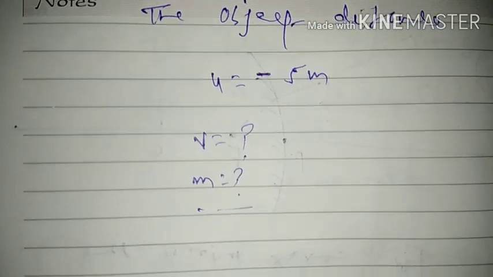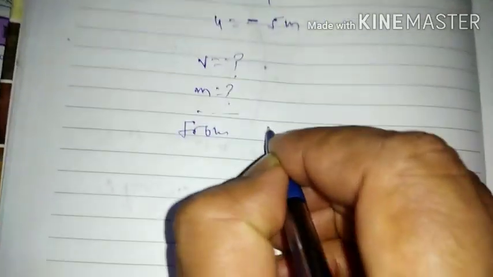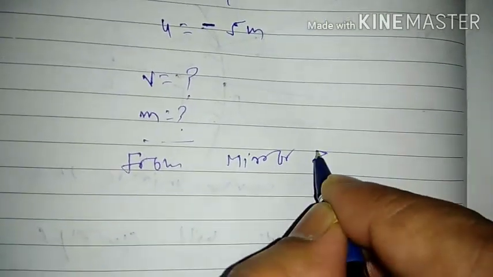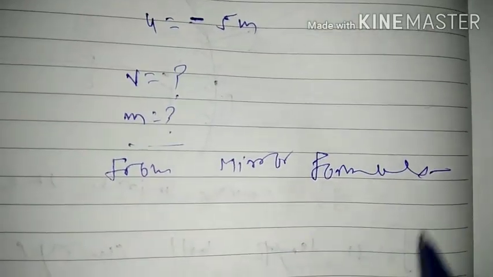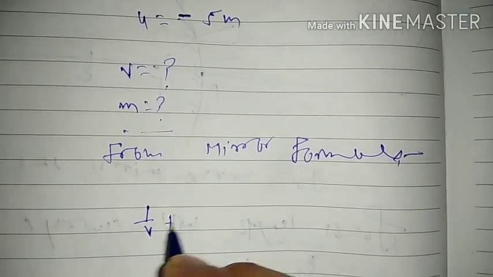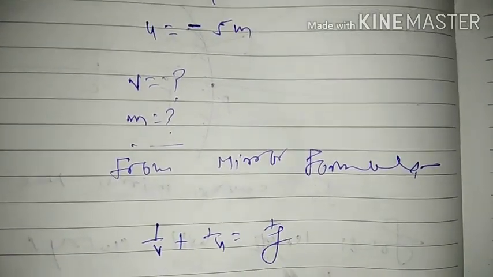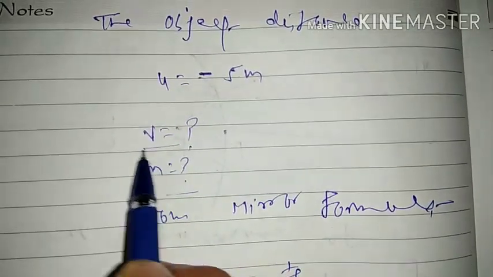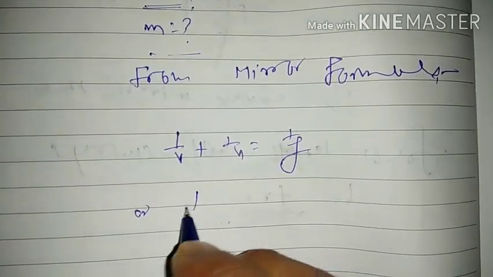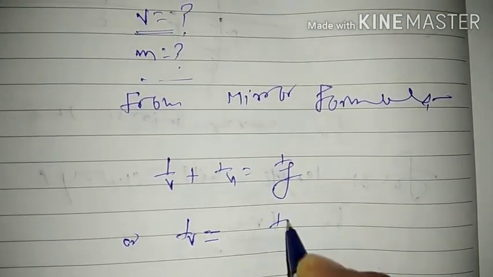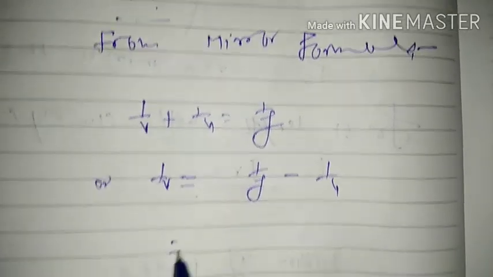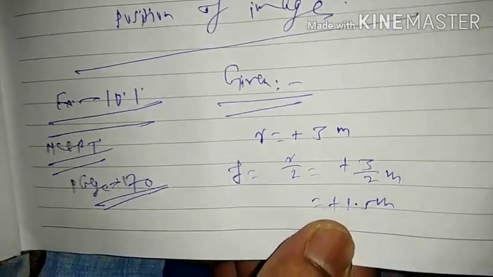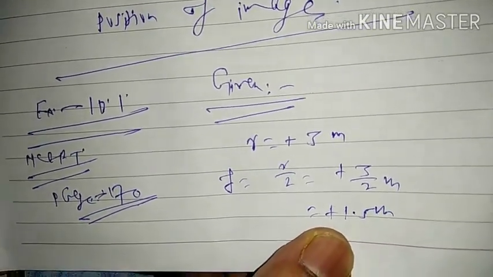So now using the mirror formula, what have we seen? 1 by V plus 1 by U is equal to 1 by F. We have to calculate V, so 1 by V is equal to 1 by F minus 1 by U. Now we shall write the values. What is the value of F? Here F is 1.5, or F is 3 by 2. So what will 1 by F be?